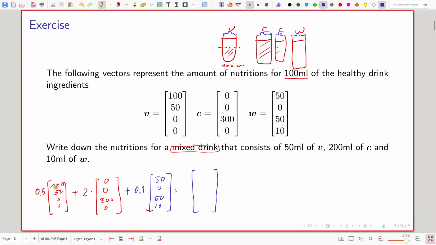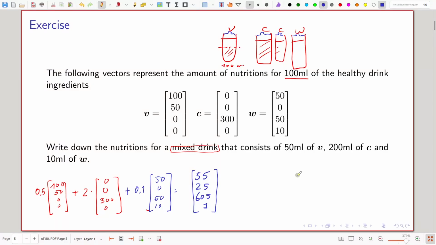So this is like 0.5 times 100 plus 0.1 times. So this is 5. This is 55. Right? And this is like 25. This is 600 plus 5. And finally, this is like 1. Yeah, so this is the final vector. So we know that in the end, our mixed drink has these amounts for each nutrition that we are concerned about.